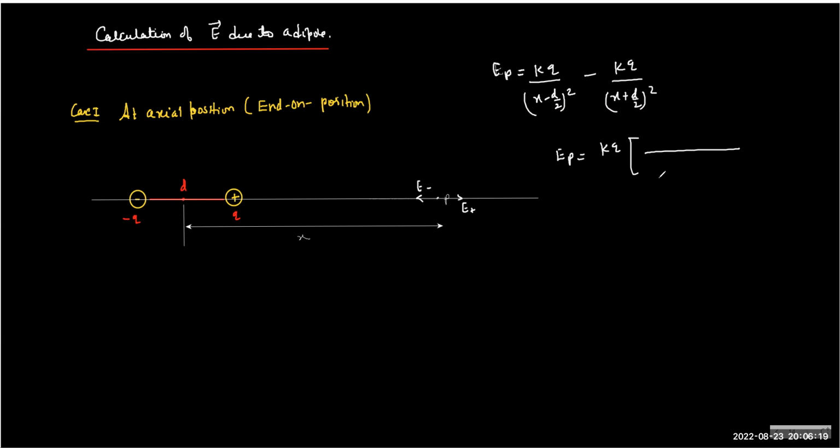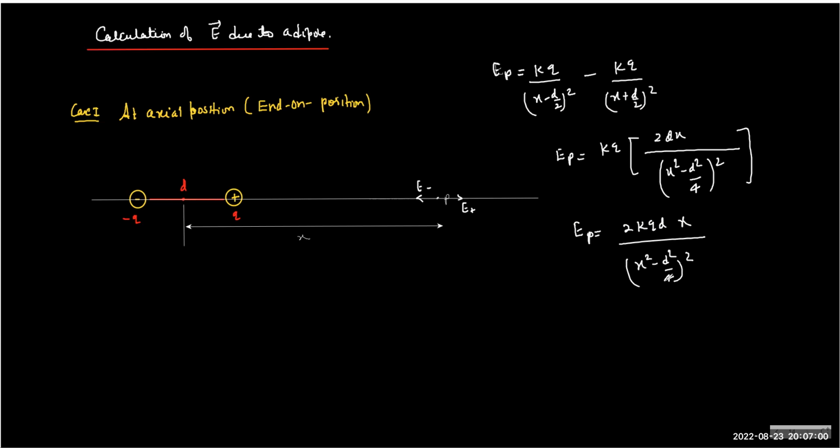Yes, tell me. Sir, it is 2kqdx, so 2dx upon x square minus d square upon 4 the whole square. Very good. That's the answer. See, there's nothing like a dipole. It's so simple: you have two charges, you write the answer, you're happy. So this is the final answer, right?